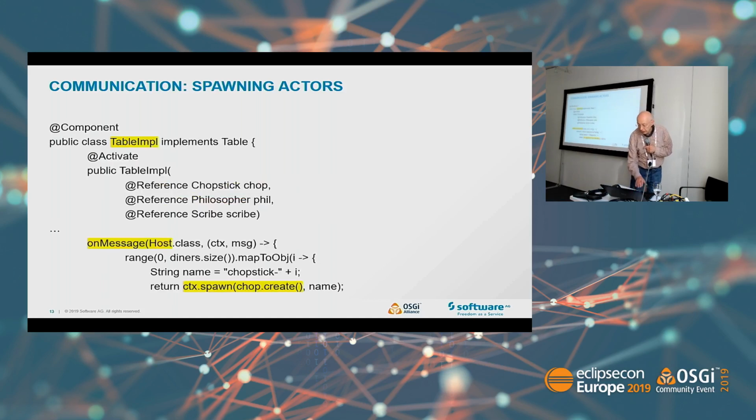And you can see here how message processing works. So here we are inside the table actor, and the table actor, when it receives the host message from the dinner component, it will also spawn the chopsticks. So that's the table actor's role of creating the whole scenario, consisting in this example of 5 philosophers, 5 chopsticks, 1 scribe. So here you see the snippet that's creating the 5 chopsticks.